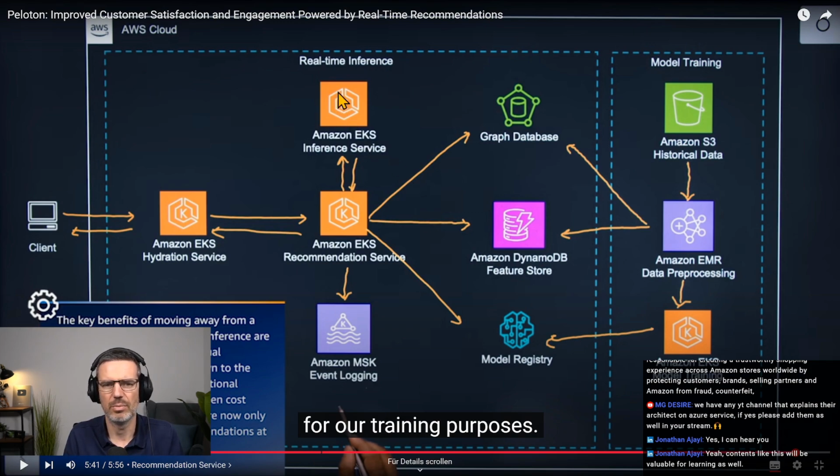This is all on Kubernetes, built in a containerized environment, and that sends statistics then into MSK.